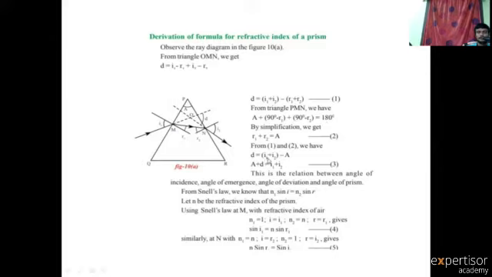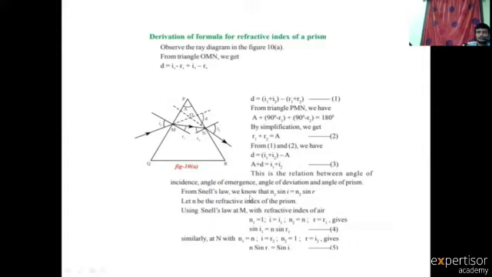From equations 1 and 2, d is equal to I1 plus I2 minus A. A plus d is equal to I1 plus I2. This is the relation between angle of incidence, angle of emergence, angle of deviation and angle of prism.